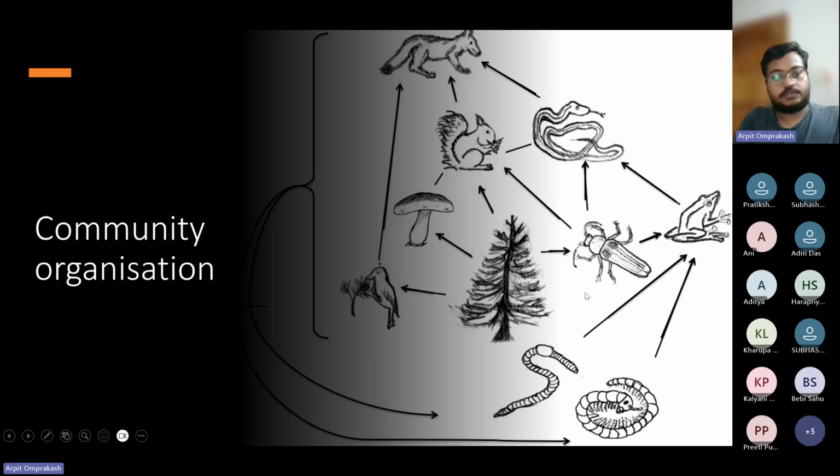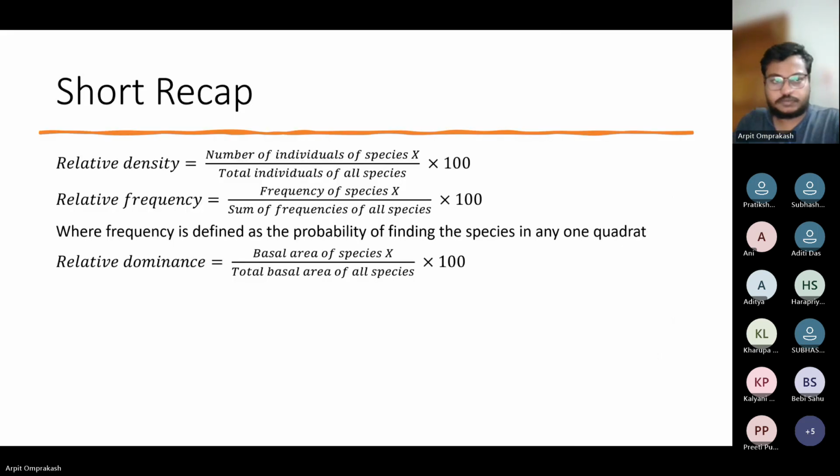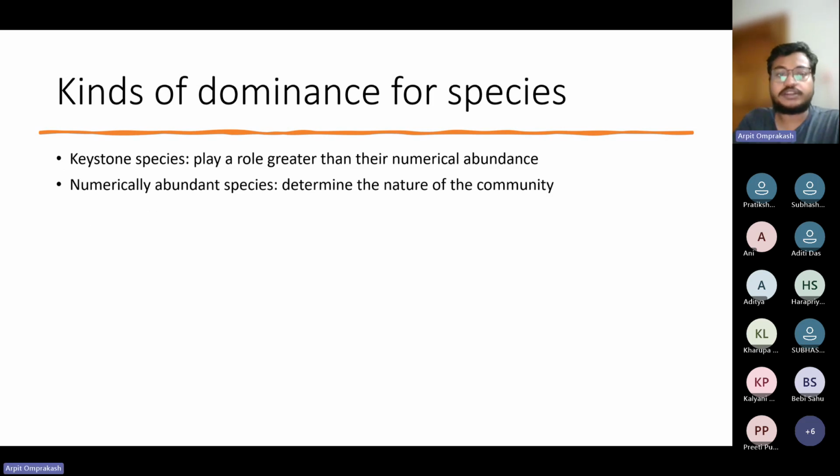So the final lecture was on community organization. So we learned about relative density, relative frequency, and relative dominance. So here we define dominance as the basal area of species X divided by total basal area of all the species. But there can be different kinds of dominance.